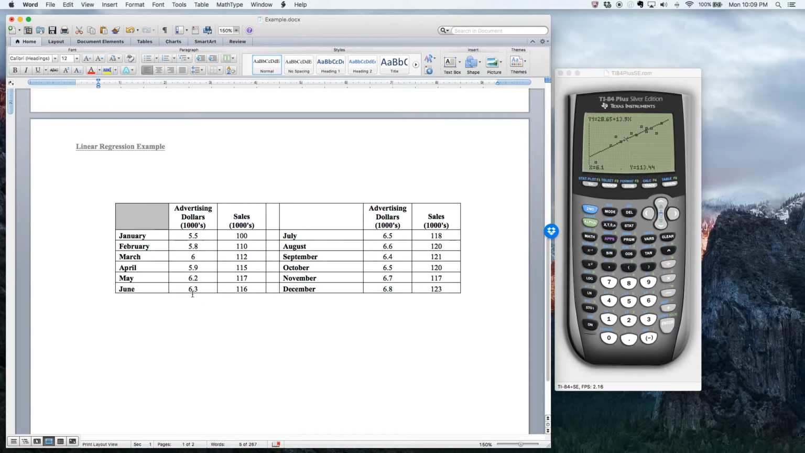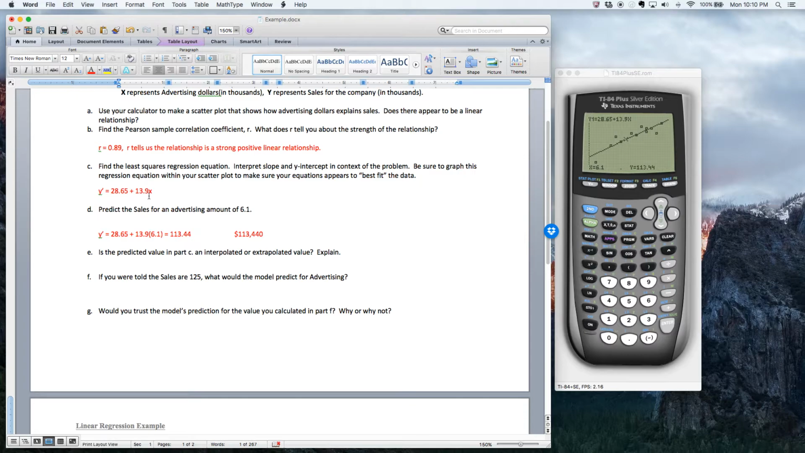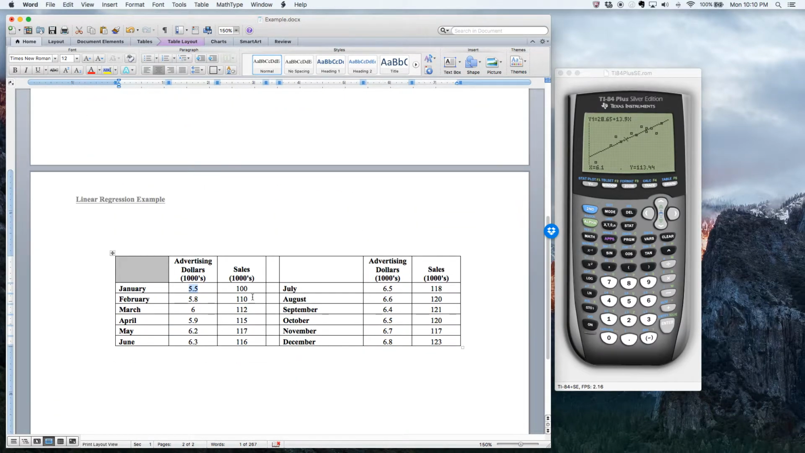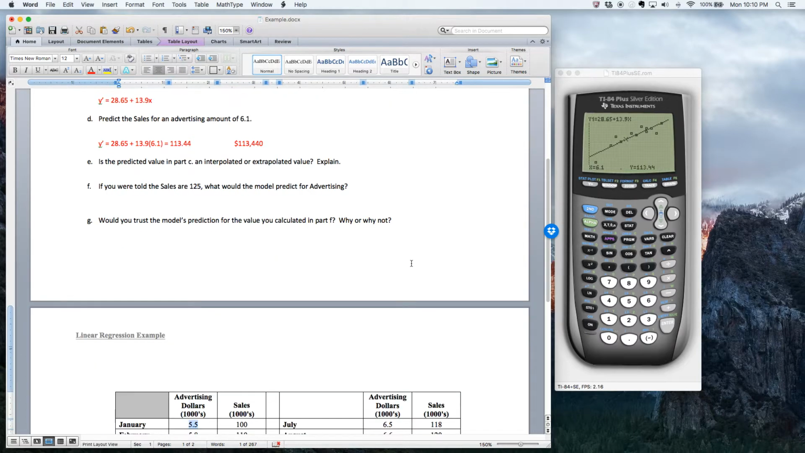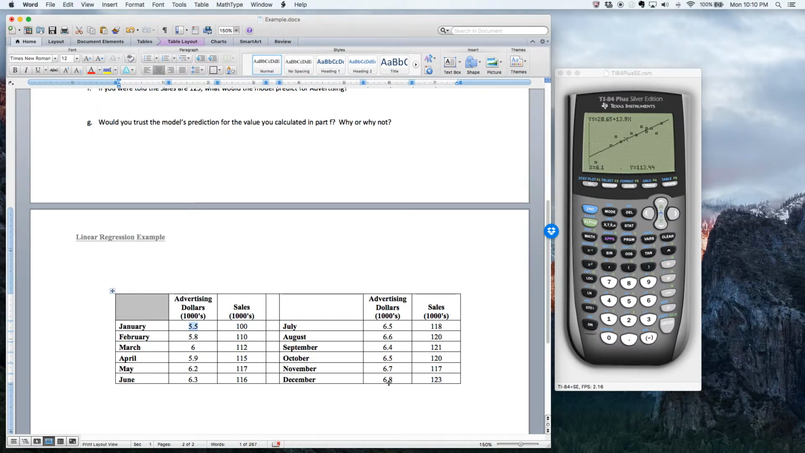Now, what's the lowest value? Let's see. The lowest value, I think, is at 5.5 right there, right? I think that's the lowest one. And the highest one looks like this 6.8, I suppose. So this regression equation will do a fine job. That regression equation is fine as long as I pick values between 5.5 and 6.8. Our number that we used was 6.1, which notice is within 5.5 to 6.8.